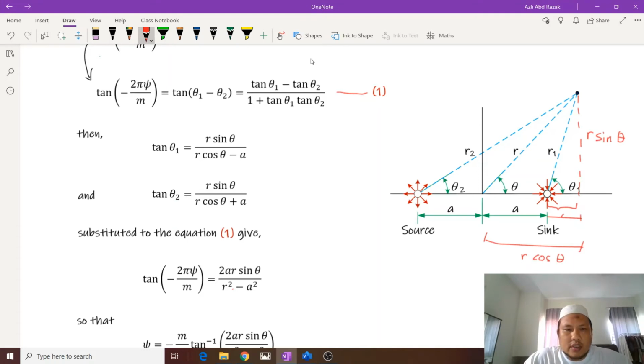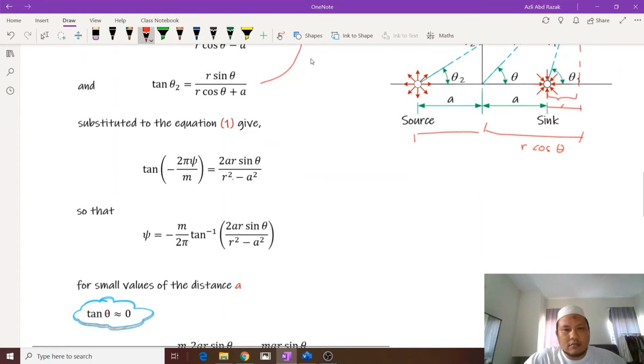So from r cos theta plus with the source a, so until here, so the theta 2. All right, tangent theta 2 and tangent theta 1, we know that already. Therefore, we substitute these two, tangent theta 2 and tangent theta 1, into this equation 1 as I show right here. So substituting into equation 1 gives us this equation.